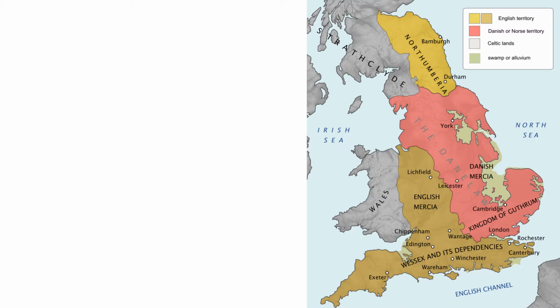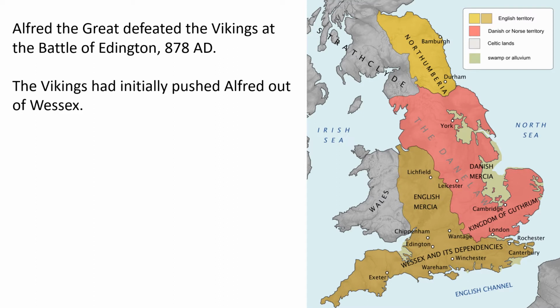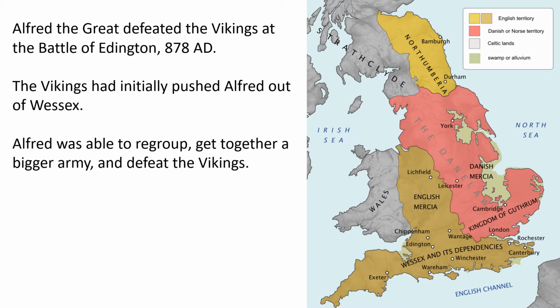Now, the reason that the Vikings didn't have all of England by this point was because they were defeated at the Battle of Edington in 878. Initially they had actually pushed Alfred of Wessex, who was the king of this region, backwards and taken over the region, but Alfred was able to regroup and get together a bigger army.